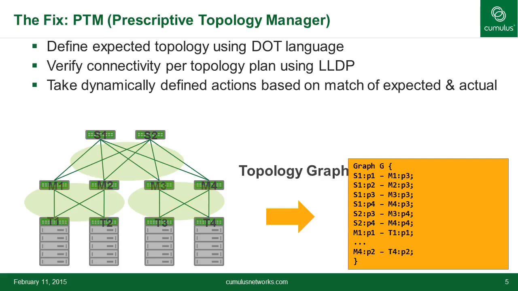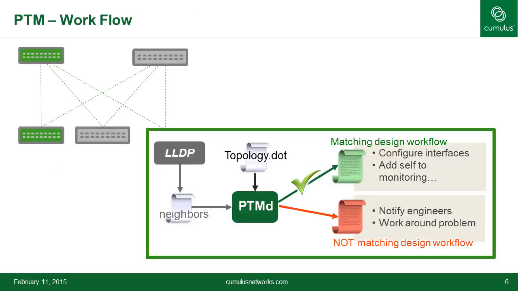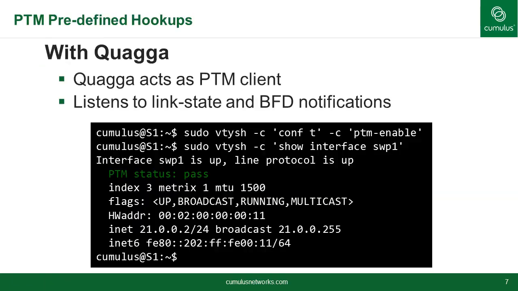So with that said, in this particular mechanism, PTM is a daemon. It essentially looks at this graph, parses out who it is, makes sure that it gets through LLDP who it's connected to, and verifies that the connectivity is as expected. If it is not as expected, it takes an action, which could be something that you define, or it could be a set of predefined actions. And if it passes, it takes a different set of predefined actions. So we come with a set of predefined actions.